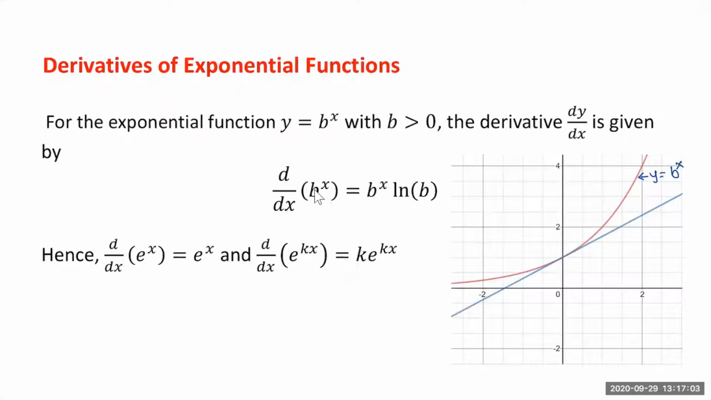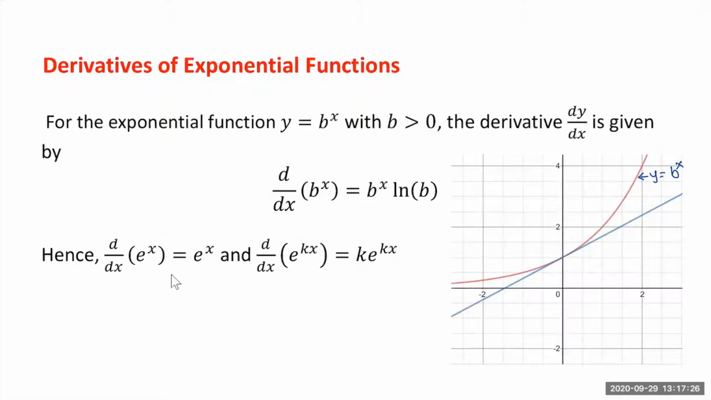Now, if we replace this b by the Euler's number e, then it will be the derivative of e to the x. And the derivative of e to the x will be e to the x multiplied by log e, and log e is 1. So 1 times e to the x is e to the x. That is why the derivative with respect to x of e to the x is e to the x.